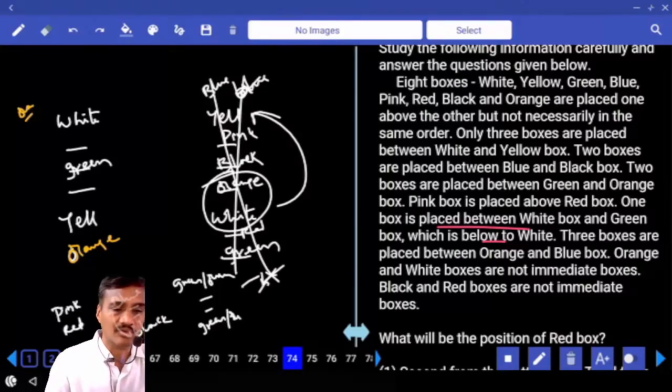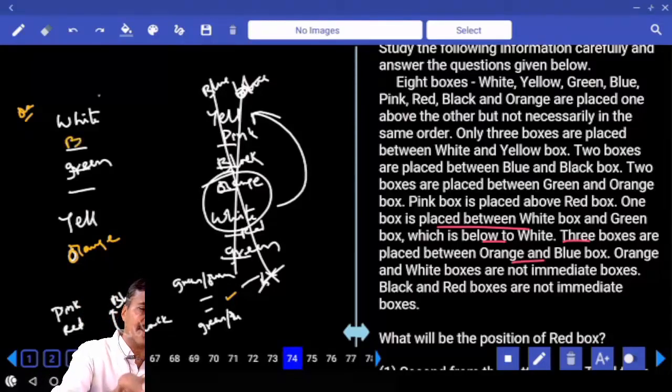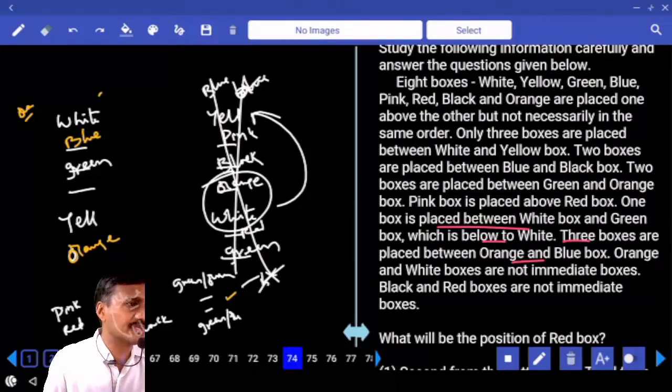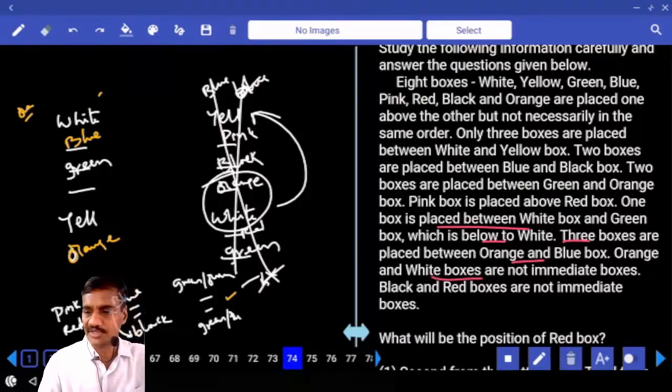Done? Now 2 boxes between green and orange, and next one, 3 between orange and blue. Orange and blue, 1, 2, 3, blue is at this place. If orange is here 1, 2, 3, blue can be at this place. Orange and blue. It fits, right? 1, 2, 3, 4, 6 boxes are there. 2 more remain. Orange and white are not immediate neighbors. Orange and white, yes, they are not immediate neighbors.